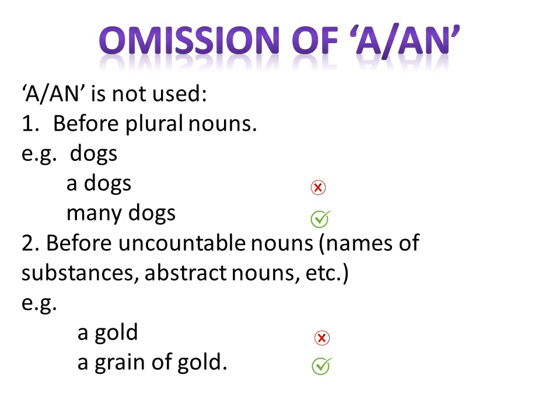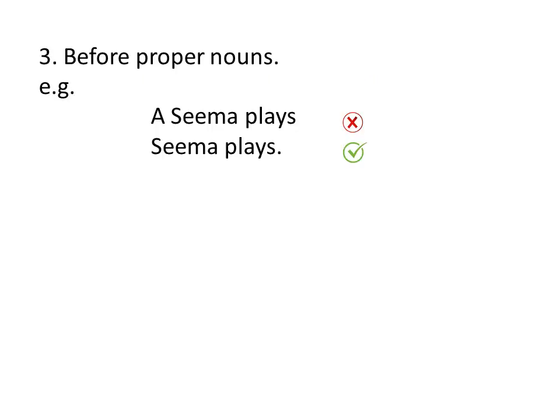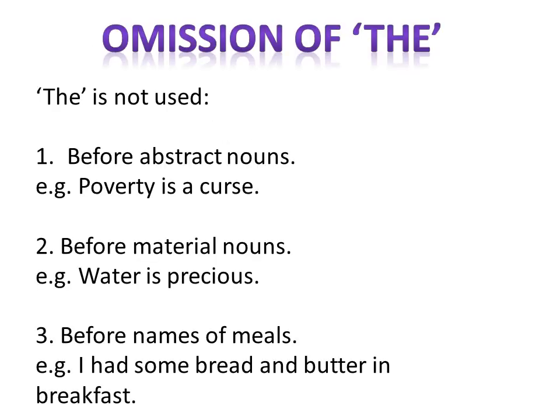Names of substances, abstract nouns, etc. For example, we don't say a gold, we say a grain of gold. Point number 3, before a proper noun. We don't say a Seema place, we say Seema place. Now, omission of the. The is not used before an abstract noun. For example, poverty is a curse. Point number 2, before a material noun. For example, water is precious.